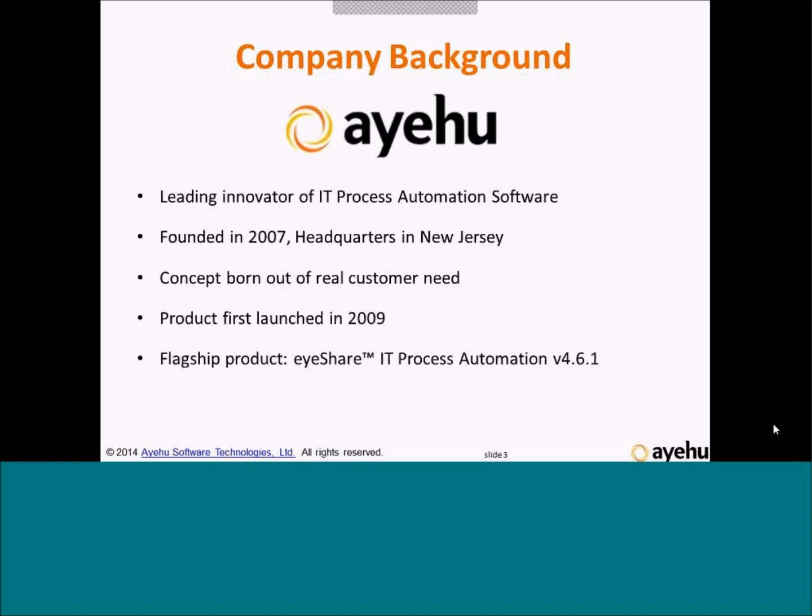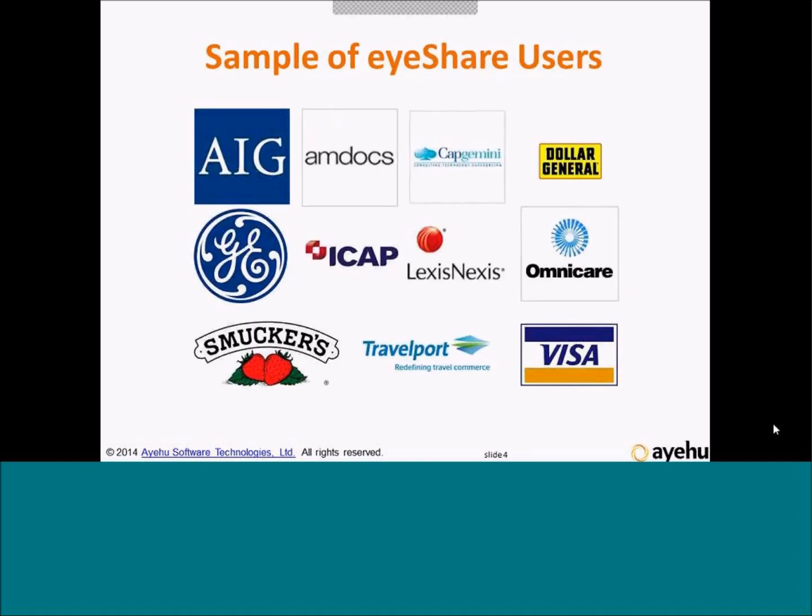First, we'll start with a little bit of background about us. Our company name is Ayehu. We are a leading innovator of IT process automation software, and we were founded in 2007. We are headquartered in New Jersey, and they say that necessity is the mother of invention, and that was certainly true in our case because our IT process automation solution was a concept that was born out of a real customer need. Our product was ready for launch in 2009, and today our flagship product is eyeShare IT Process Automation, and the current version is 4.6.1.